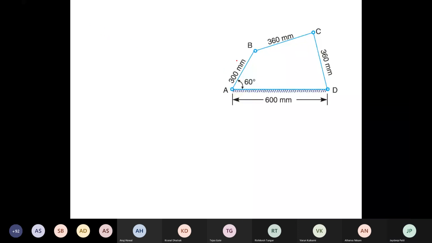Now we know the direction of rotation is this direction, and the speed of AB is known. How much is it given? 100 RPM. Okay, by using this, you have to find omega.